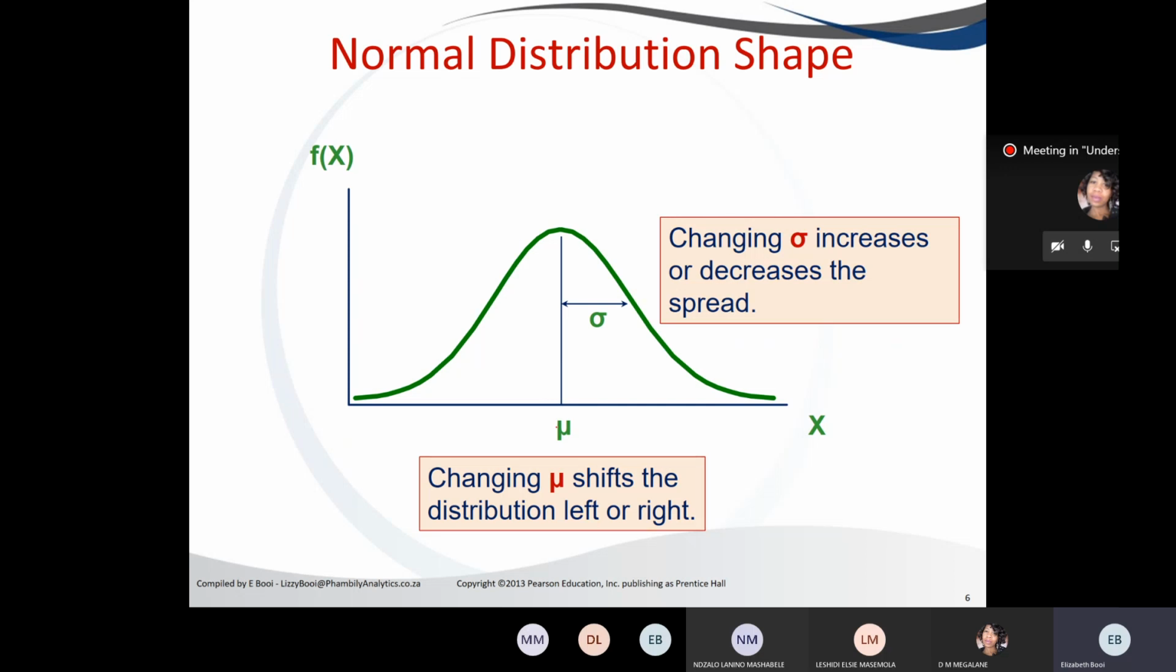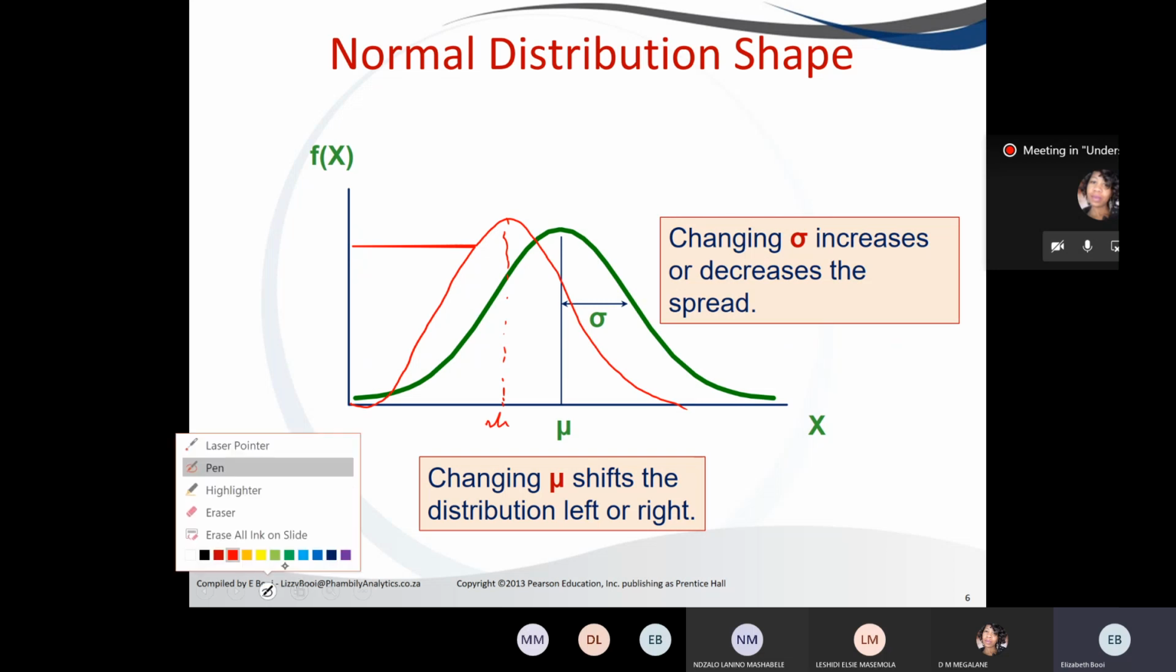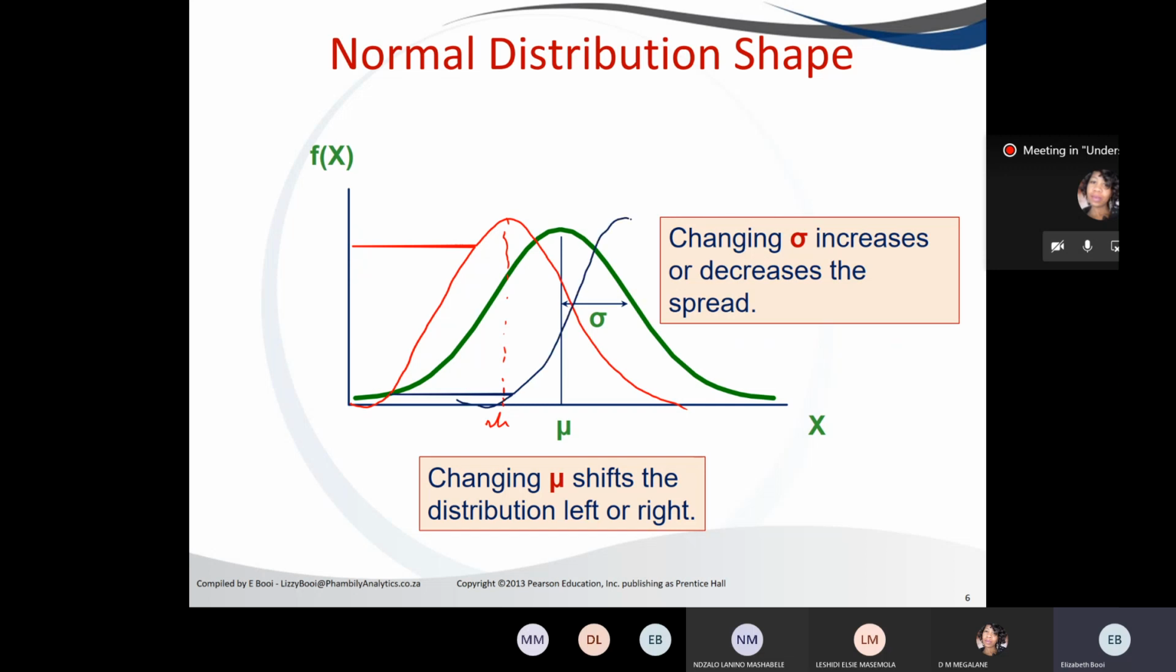And when we shift the value of the mean, the graph just moves to the left or to the right. So for example, if the mean is here, then the graph will be there. This graph has the mean here, and the other graph might have the mean on the other side. So when we change the mean, the graph just shifts from one side to the other.